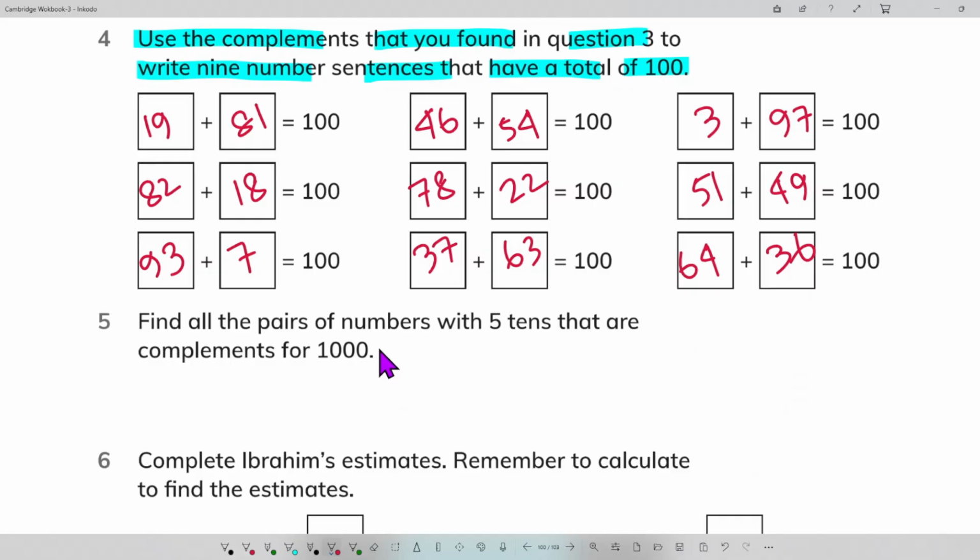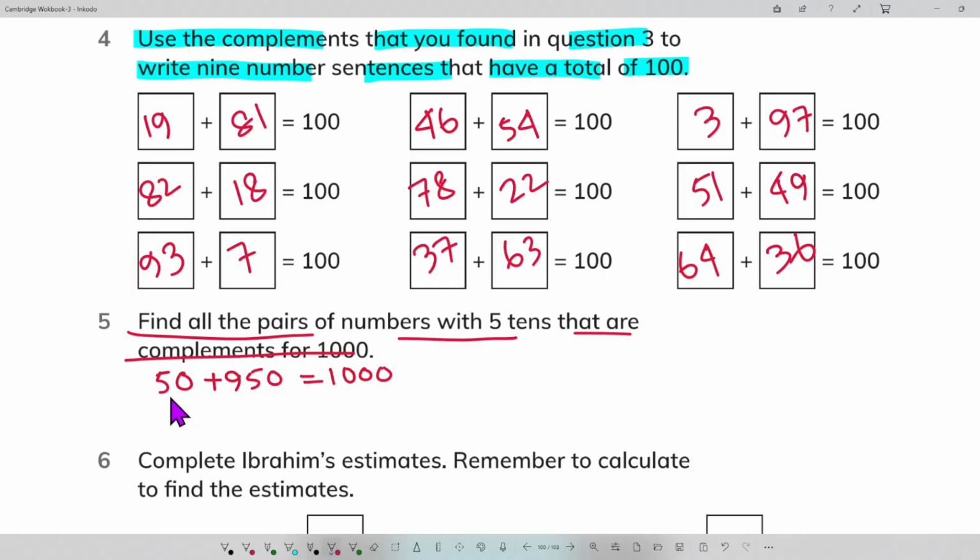Find all the pairs of numbers with 5 tens that are complements of 1000. 5 tens. So how can we write this one? 5 tens, it means 50 plus 950. It's 5 tens and equals 1000.